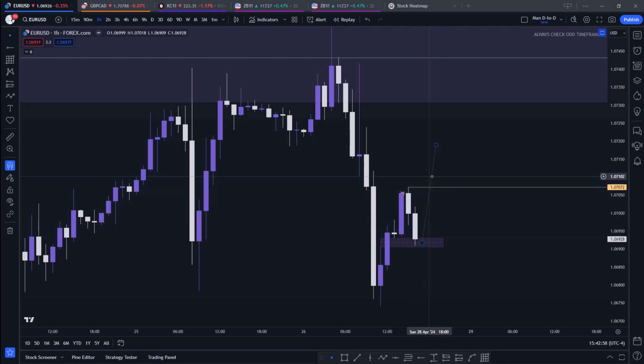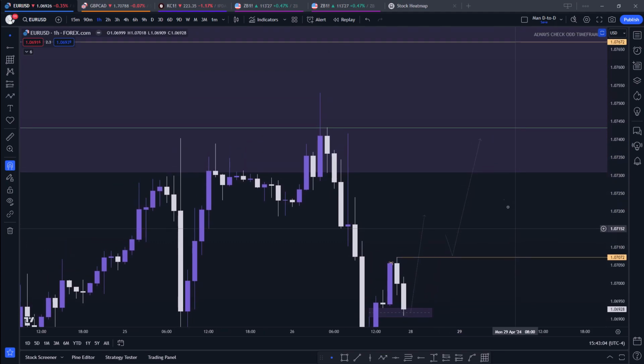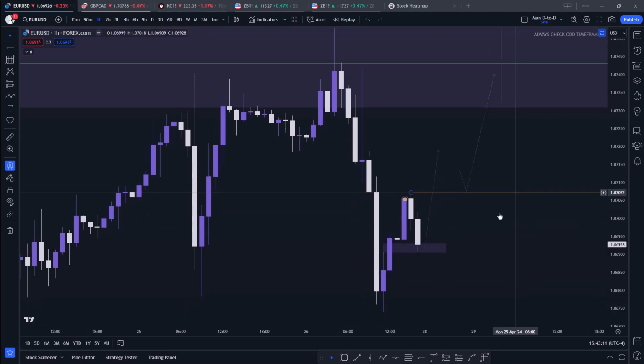That would be a unicorn setup for me to look for a retracement and continue taking it higher to that premium, to a deeper premium, of course, targeting this buy side liquidity first. So I would be looking for something like this earlier on in the week on euro dollar.